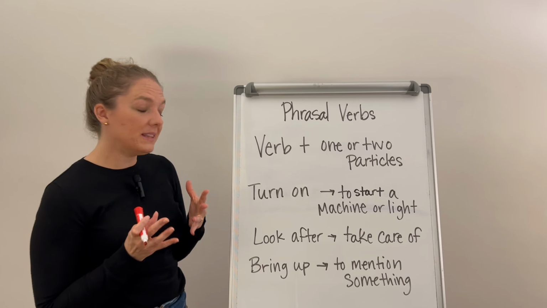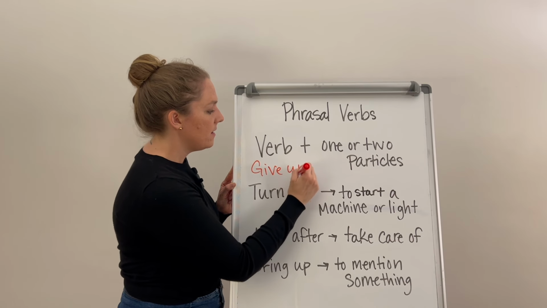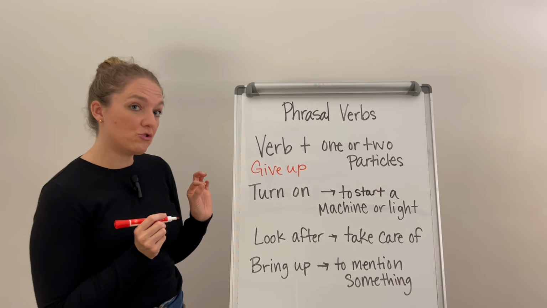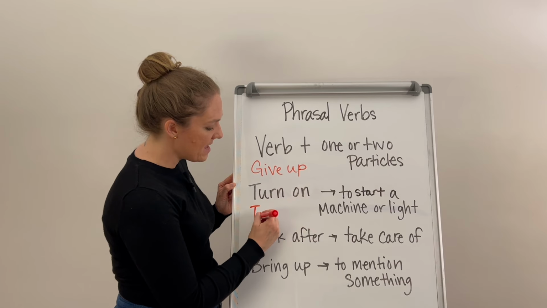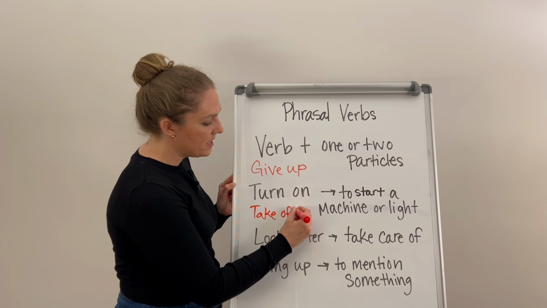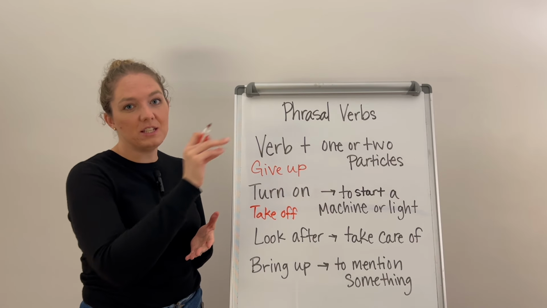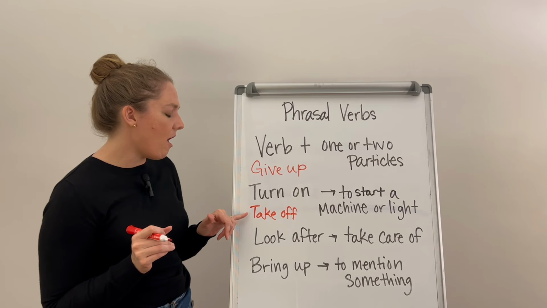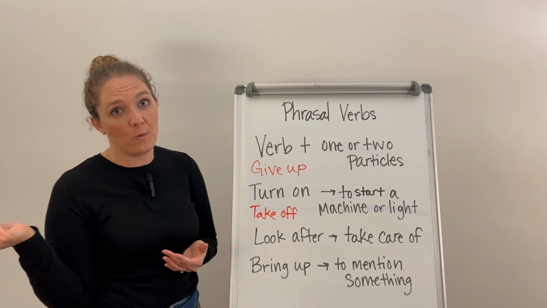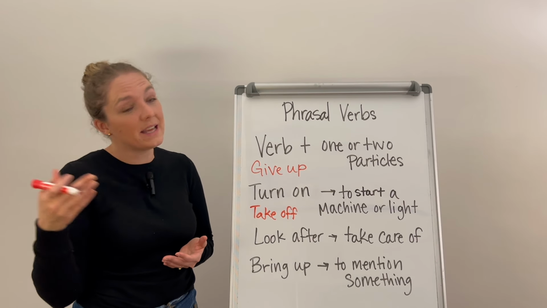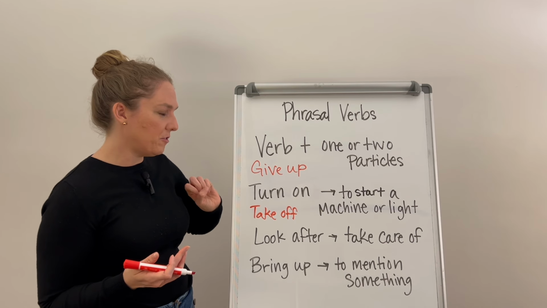Another phrasal verb that we could use would be give up. Give up means to stop trying. Another one could be take off. Take off is like what a plane does. A plane takes off into the air. You could also use take off when talking about leaving a place. Like I might say, oh, I'm going to take off now. I'm going to go. I'm going to leave. So those are some other examples of phrasal verbs.